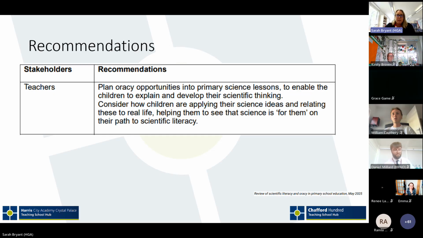Recommendations. This was from one of the reports: teachers should plan oracy opportunities in primary science lessons to enable the children to explain and develop their scientific thinking.